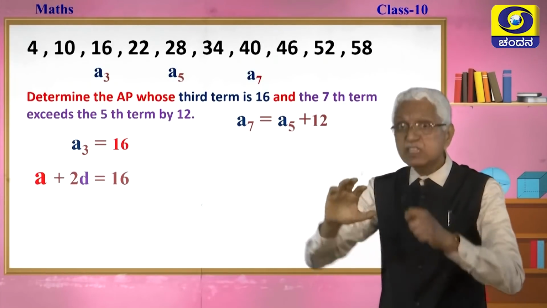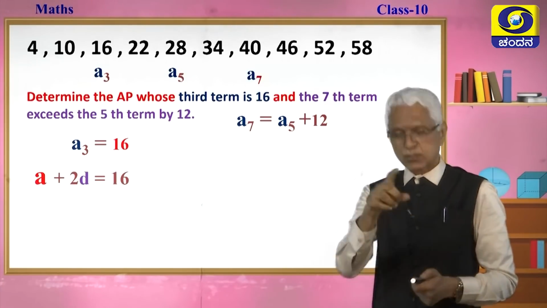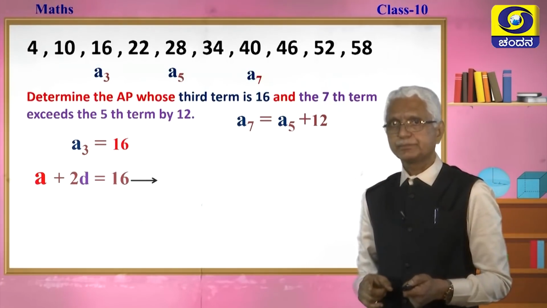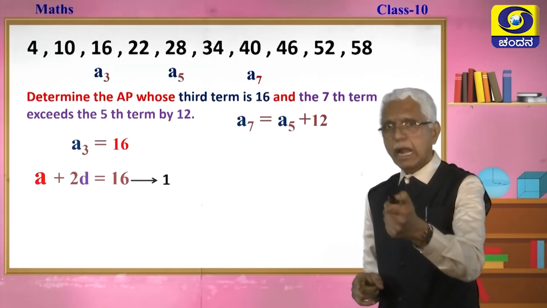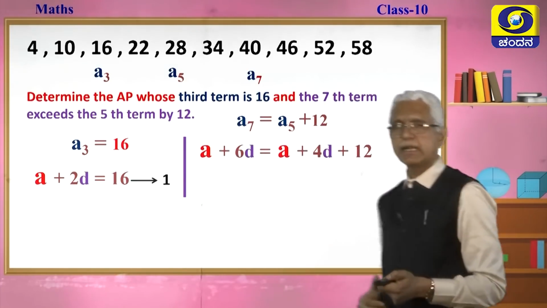Now, A3, what is A3? A plus 3 minus 1 into D. 3 minus 1 is 2, no? So, A plus 2D is equal to 16. Call that equation number 1, okay? Keep it separate. Now, come this side.